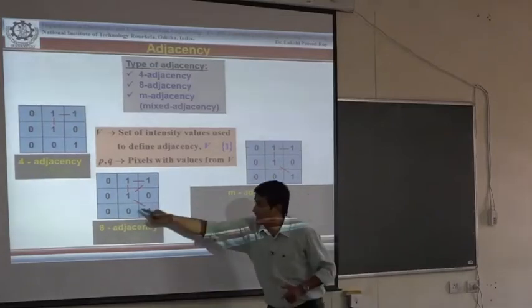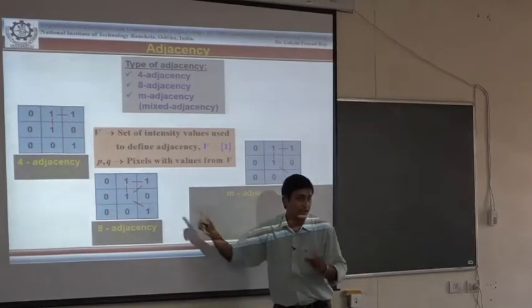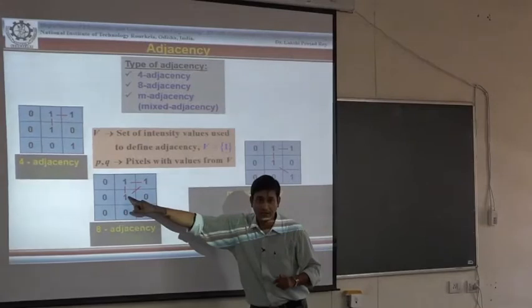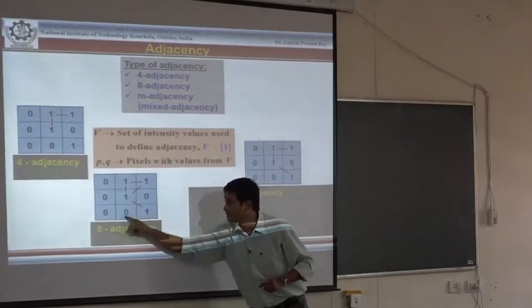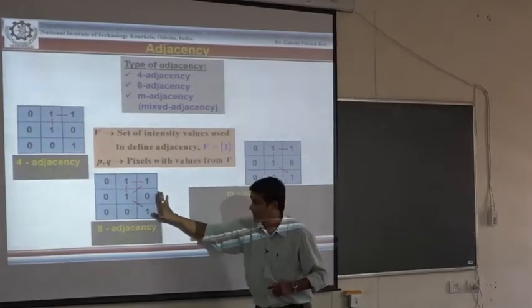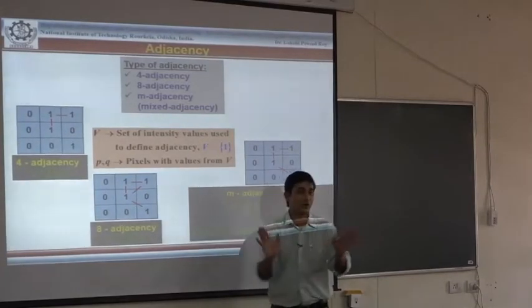like this and this, they are the common N4 for both P and Q. This is the Q, this is P. Now for this P, N4 are this, and for Q, N4 are this. Nothing is here. So these two are found common to both.